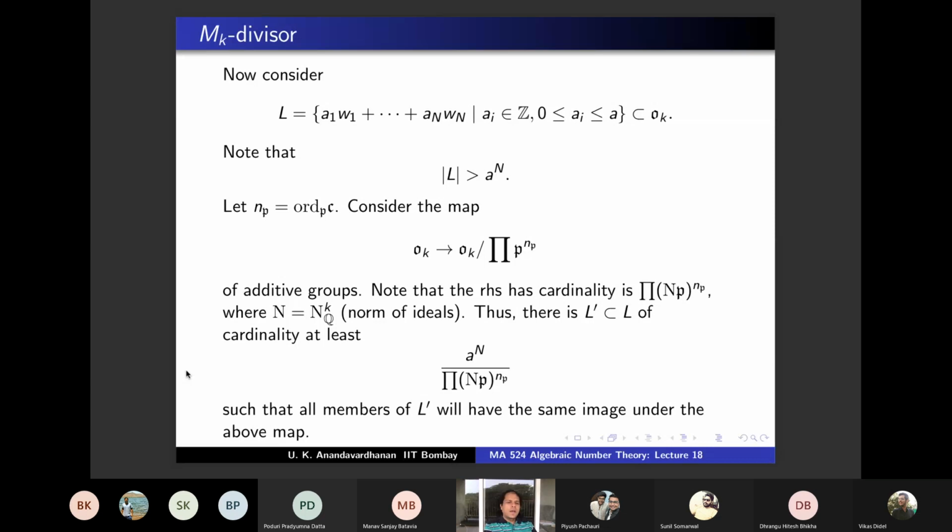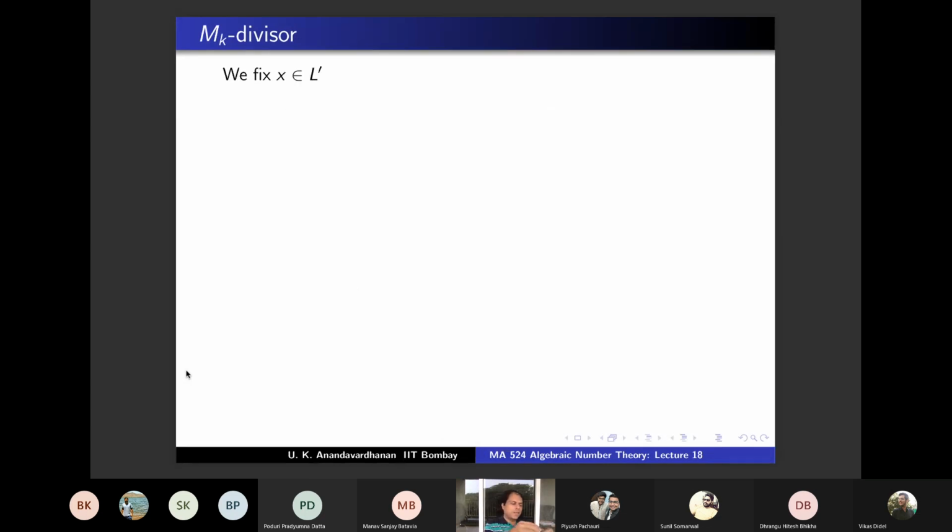Okay, so what does that mean? So now we are going to fix an x in L prime and vary y in L prime. Both x and y are from L prime, and you are going to consider x minus y. So x and y have the same image, right? L prime consists of those elements.